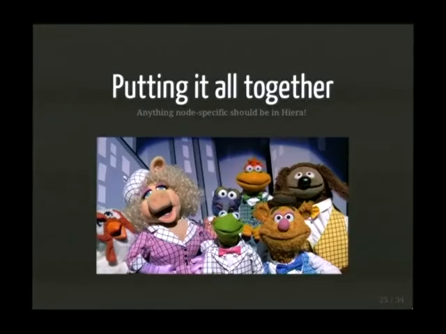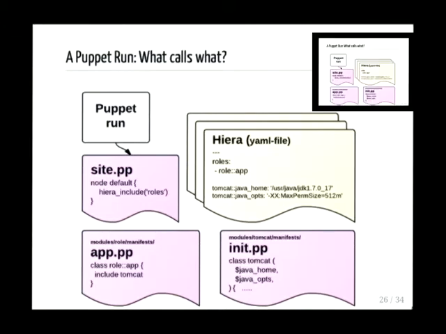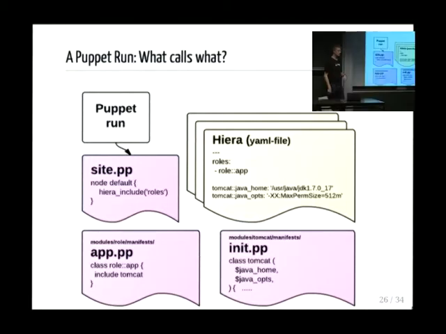So if you put all of this together and look at the Puppet run, if we start a Puppet run, it will look at the site.pp. So we're not counting the ENC right now. Load the node default, and it will do a hiera_include of roles. So this will look into Hiera for the list of roles. In this case we have a role app listed. So it will go into my role module and load app.pp. That's over here, and this includes Tomcat.